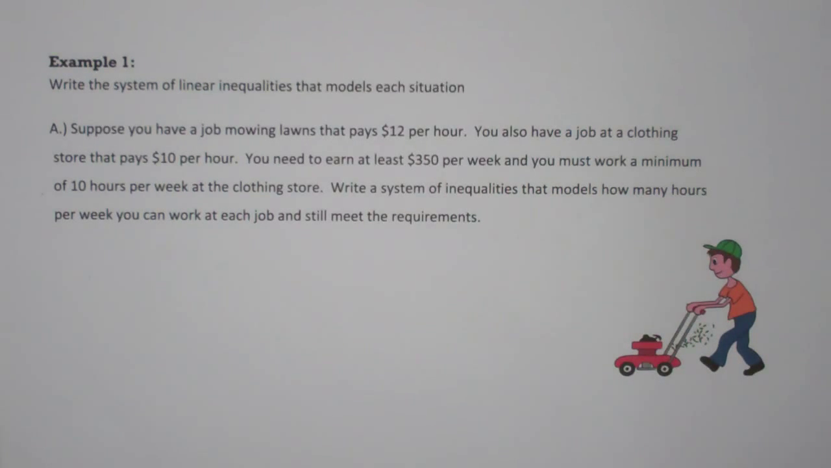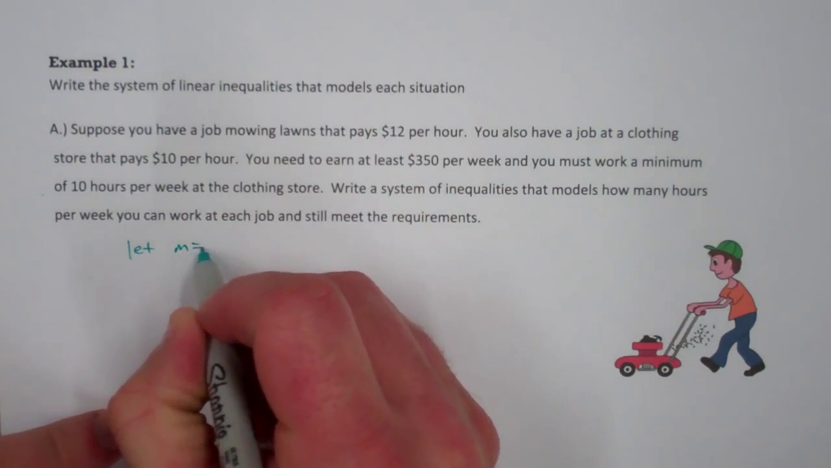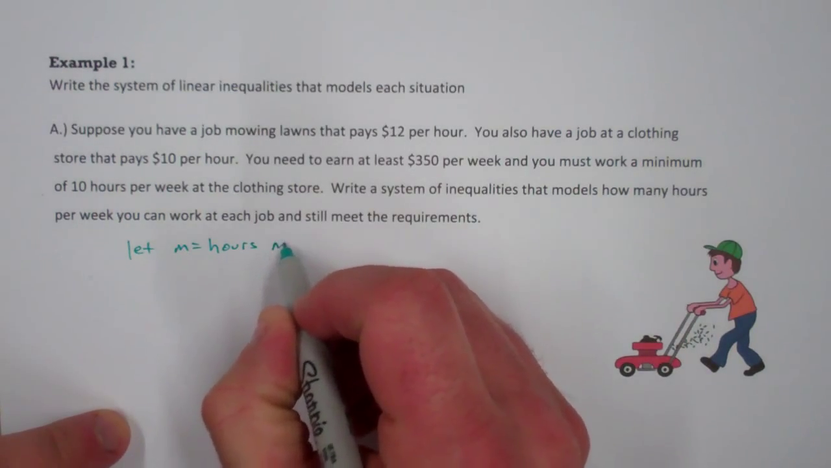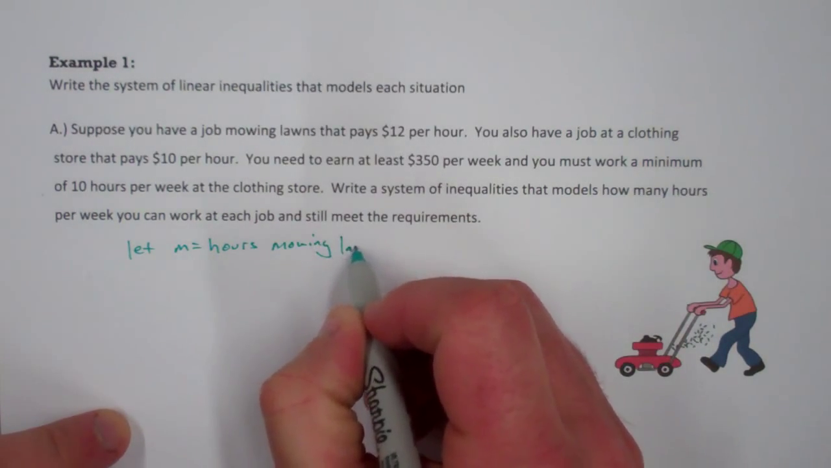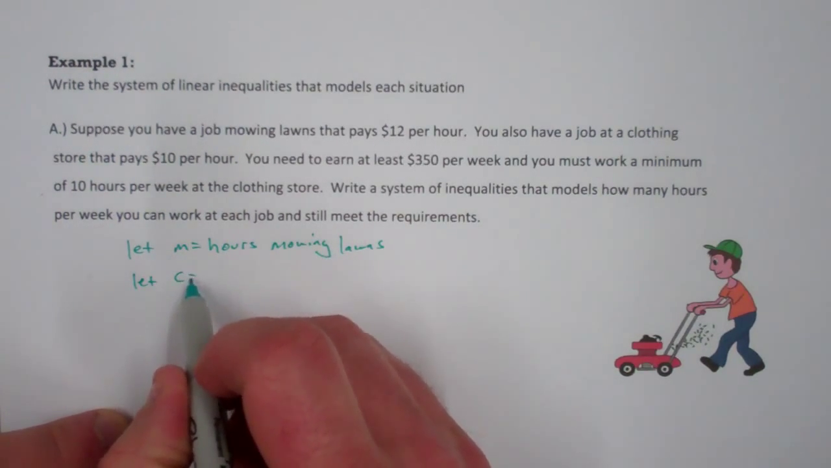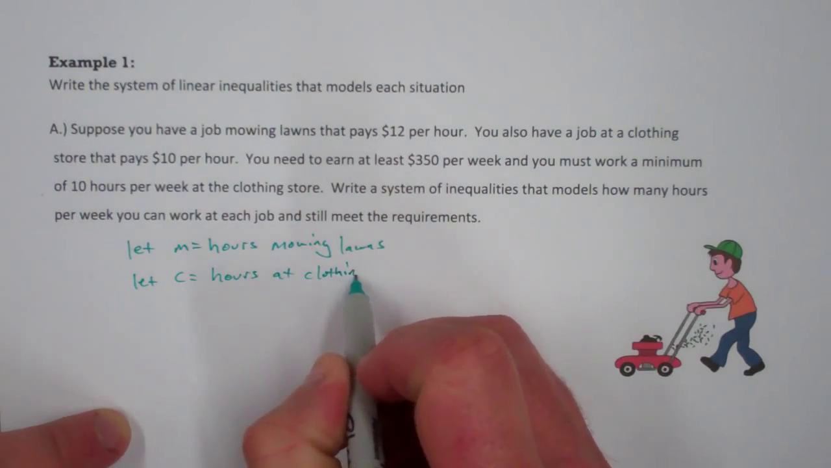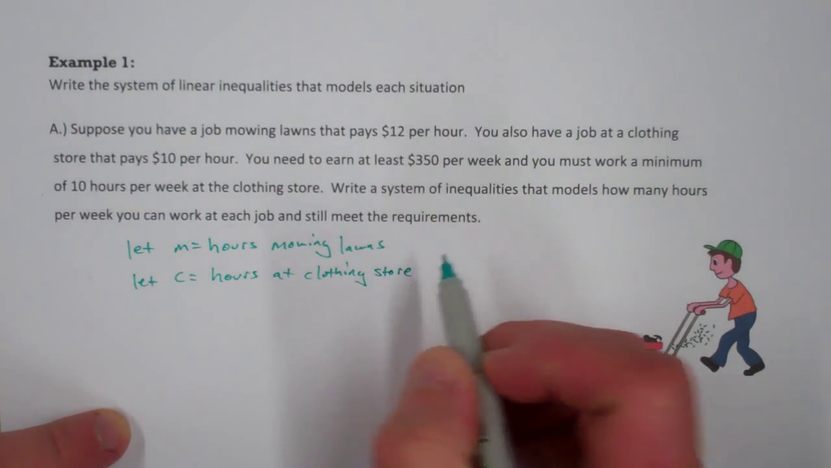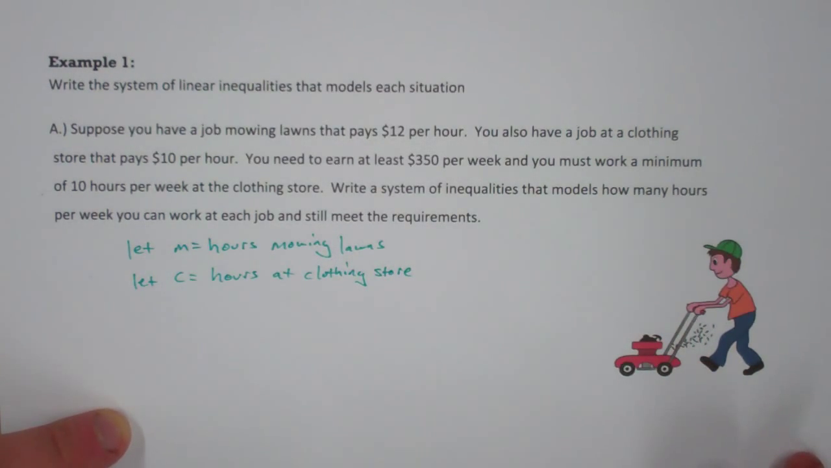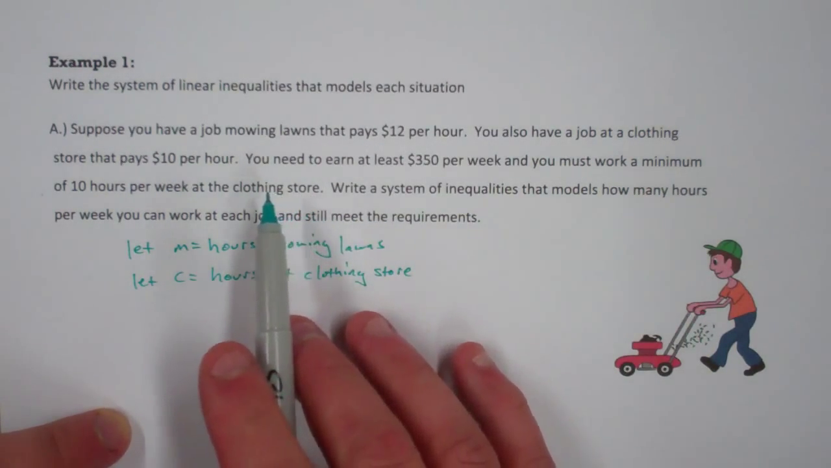We'll write a system of inequalities that models how many hours per week you can work at each job and still meet the requirements. So let's define some variables. Let's let M equal the hours mowing lawns, and let's let C equal the hours at the clothing store. Those are the things that we don't know and that we're concerned with here in this word problem. The next thing we're going to do is look at a few of the sentences.